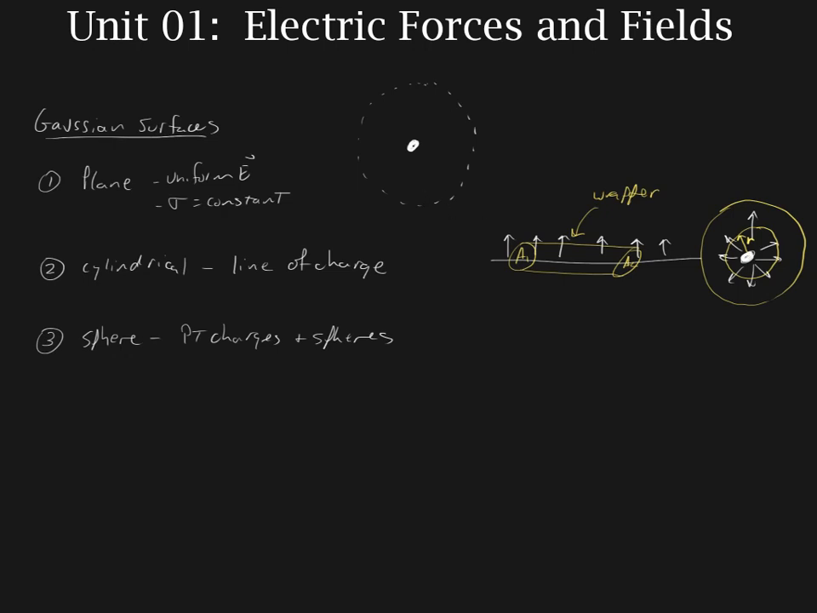Now, keep in mind that these are the fundamental symmetries. We don't have to use these. You could use something like a pyramid if you wanted to. It's going to make everything a lot more difficult, but you can do it, and that's why we're trying to avoid those things. So we want to limit our choice of problems for Gauss's law to those where these are easily applied.